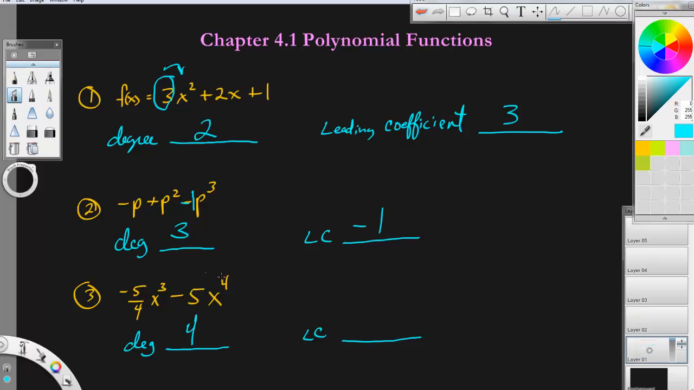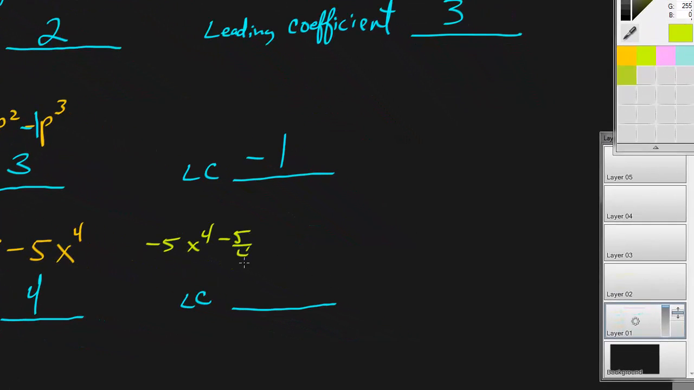Polynomials, by the way, are supposed to be written in what's called descending order. That's from the biggest exponent to the smallest. So this should actually be rewritten as -5x to the fourth minus 5/2 x to the third, like that. That would be proper. This is not really proper, but they try to fool you. The leading coefficient is -5.